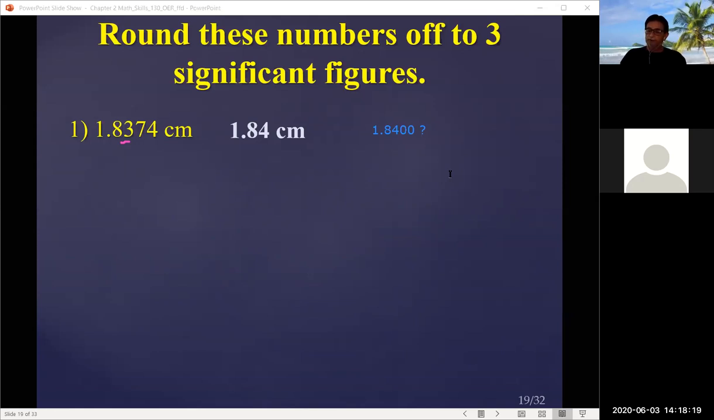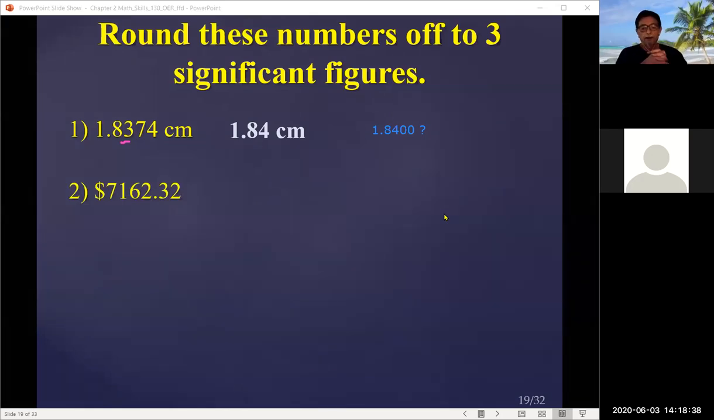Ask the question: is there a decimal point? Yes. Is there an integer? Yes. So now you created 1, 2, 3, 4, 5 sig figs. The question said you want 3 sig figs. All right, so that's good. Good point there.